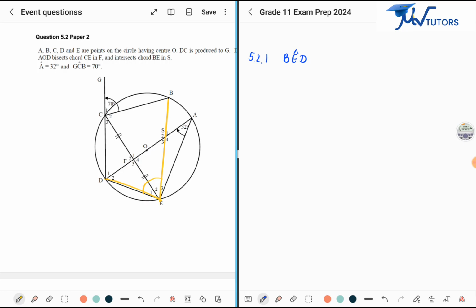So I'm looking for angle E1 and E2. Okay, and remember, I know that I have a cyclic quad BCDE. And I see that I have an external angle in a cyclic quad. So basically BED will be equal to 70 degrees. Why? Because the external angle in a cyclic quad is equal to the interior opposite angle. Okay, but we can just say exterior angle of cyclic quad.